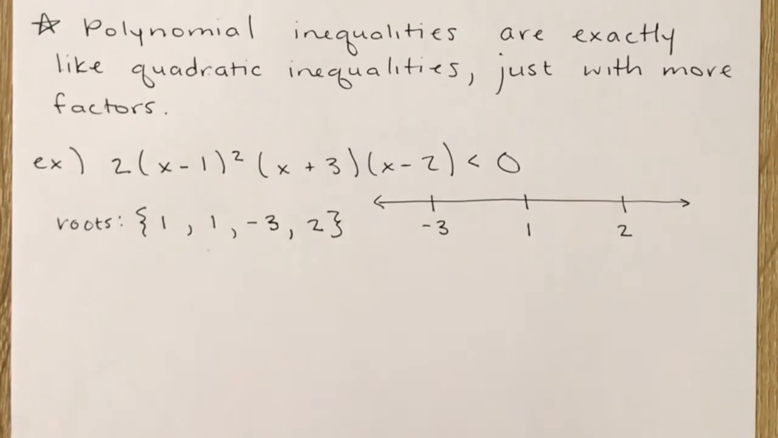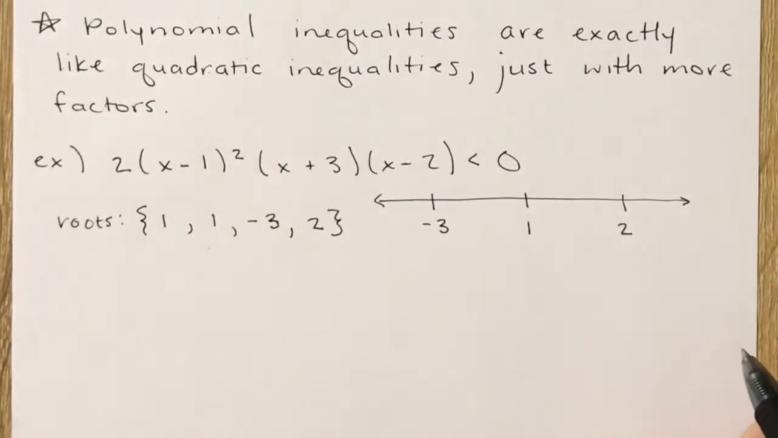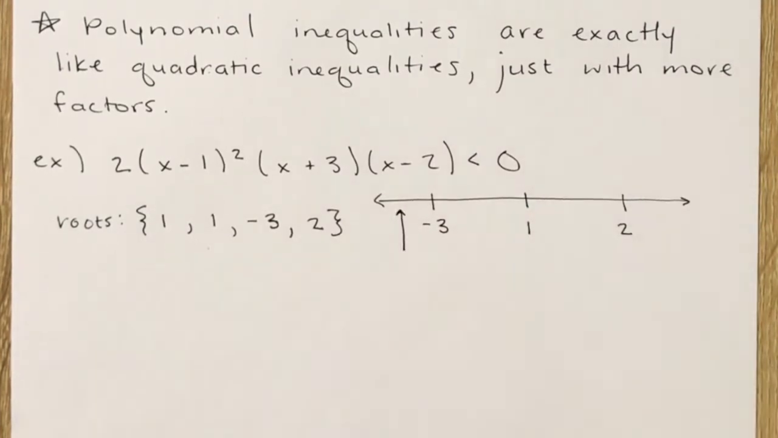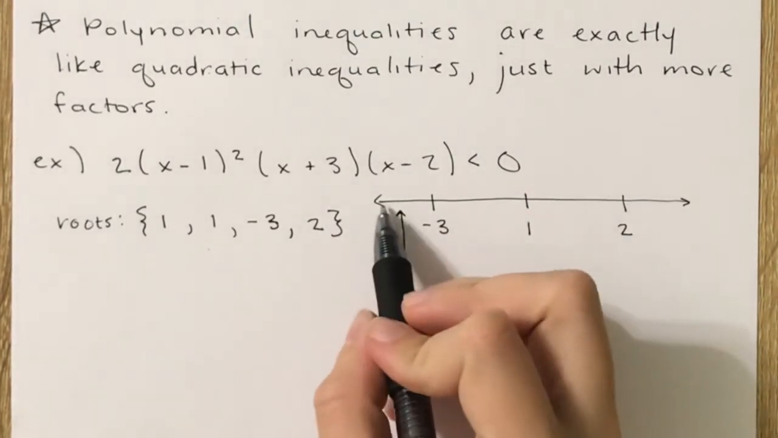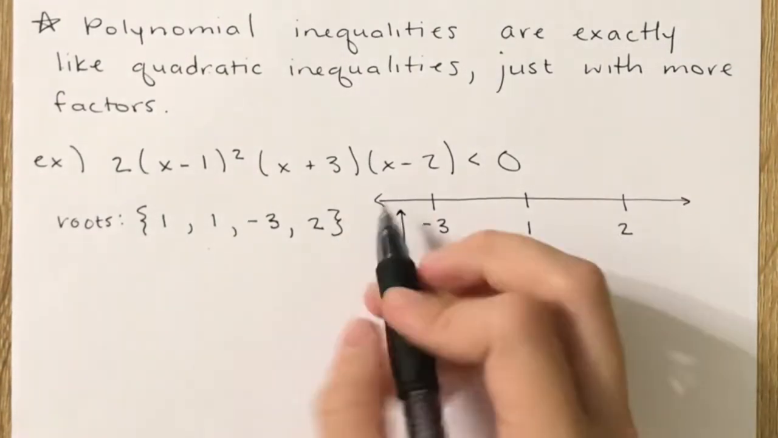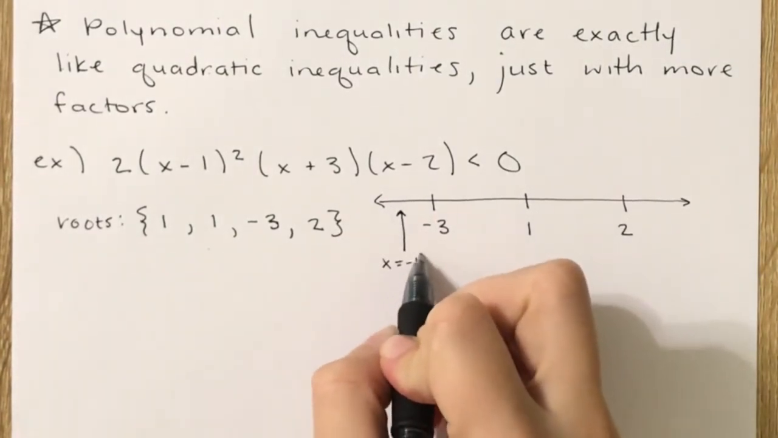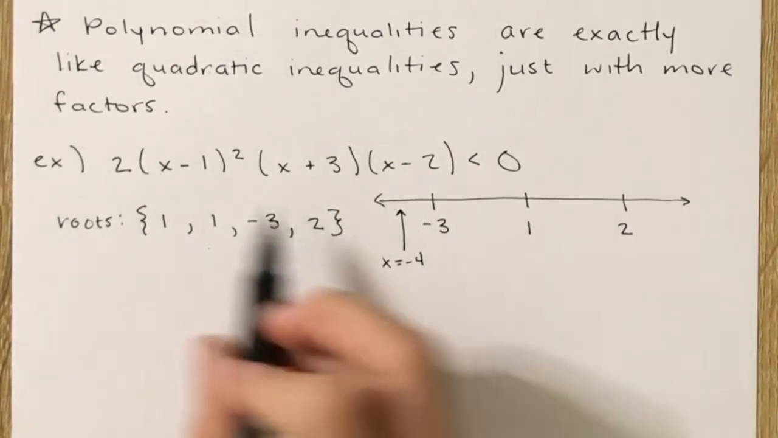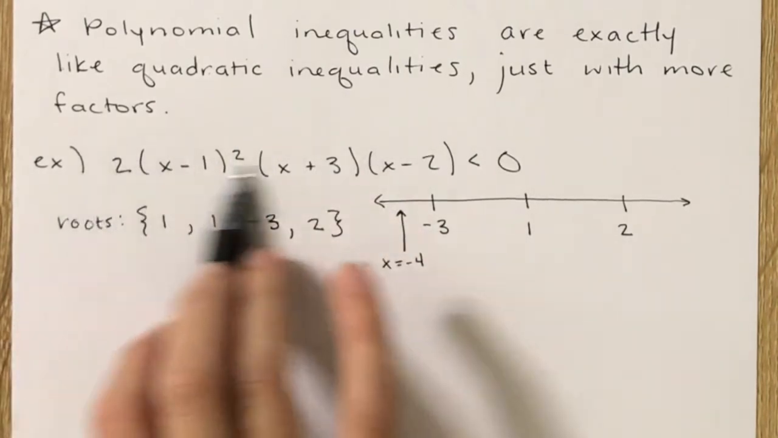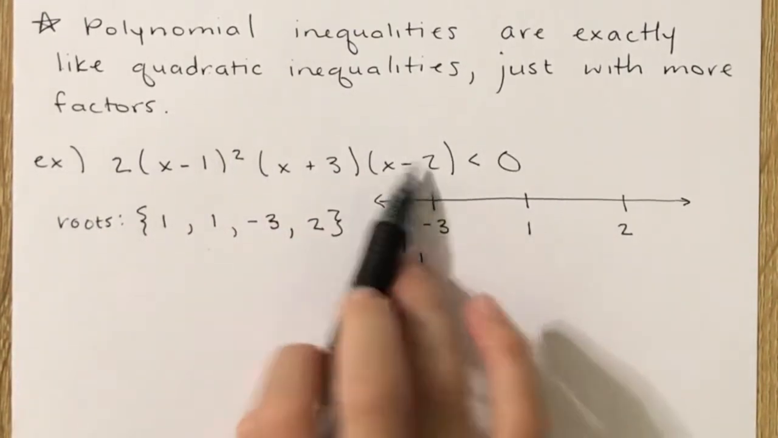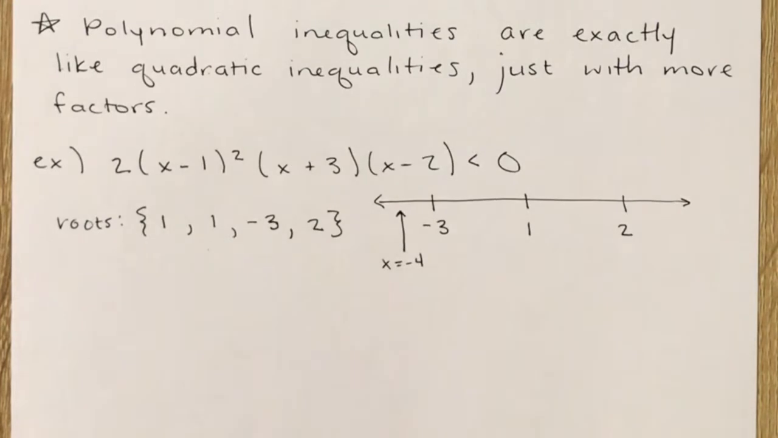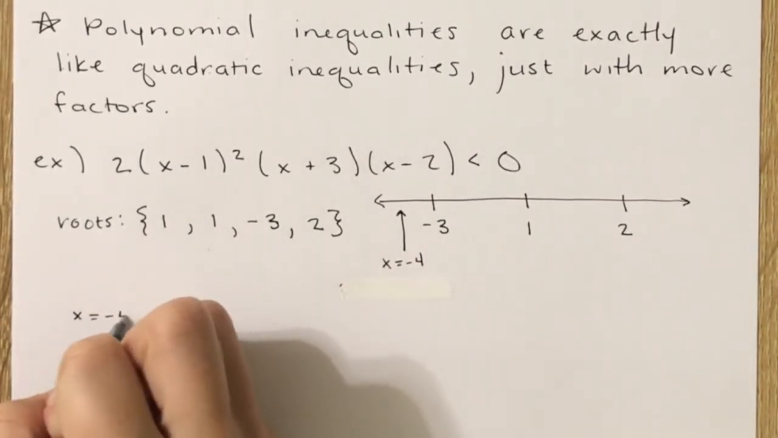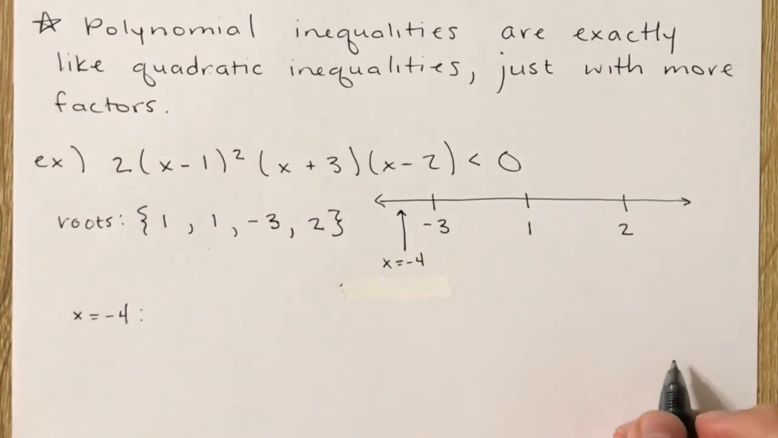Next thing we want to do is test our intervals, right? So let's look at this first one. We want to pick a number that's between negative infinity and negative 3. A pretty good one that fits that description is probably negative 4. We want to figure out whether this part of the function is positive or negative when we plug in negative 4 for x. I'm going to put these over here because this is a long polynomial, right? So let's say we've got x equals negative 4.